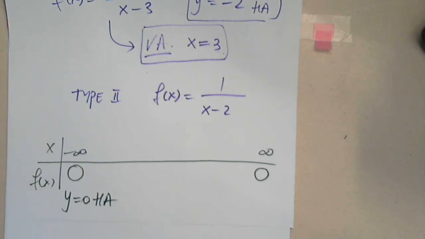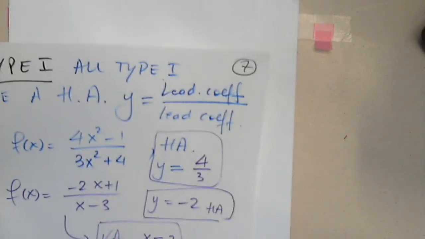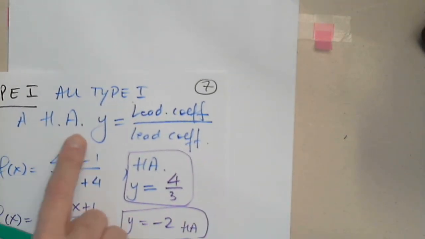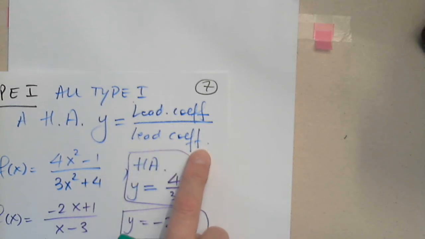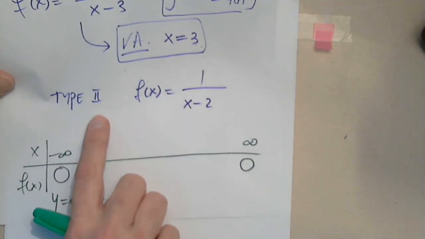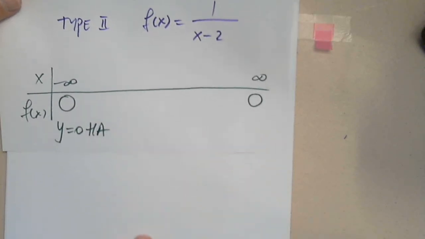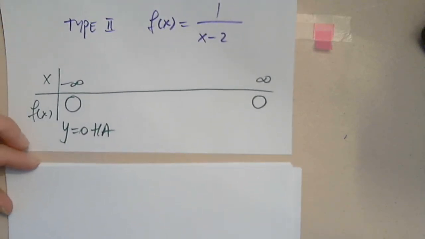So the note for type 2: the horizontal asymptote is 0. Always. Only for type 1, the horizontal asymptote is the leading coefficient over the leading coefficient. For type 2, it is always 0. So let's go through the same steps. The first problem took us 15 minutes or more. This one will take us 3. It's an important topic, but I don't want you to spend too much time on this, please.